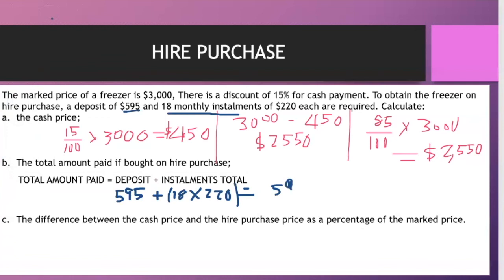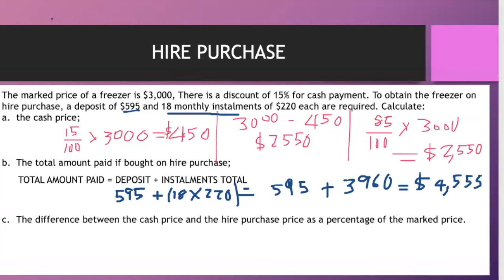So in other words, I will have 595 plus 3,960, and that will give me, put my dollar sign, 4,555, which is more. So it's $4,555.